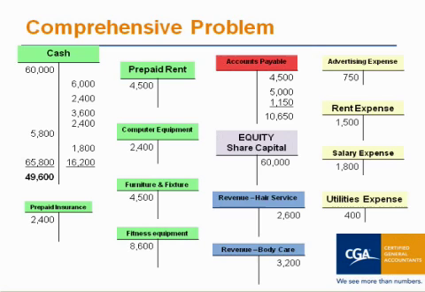Revenue, we just recorded for hair service, $2,600 and body care $3,200. We have 4 expense accounts that we've made postings to: advertising, rent, salary, and utilities. We've made a $750 debit posting to advertising, a $1,500 debit posting to rent expense, salary $1,800, and our utility $400.